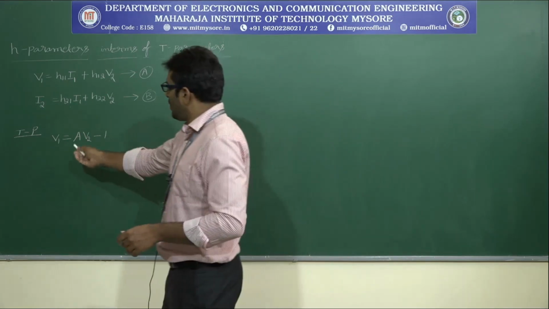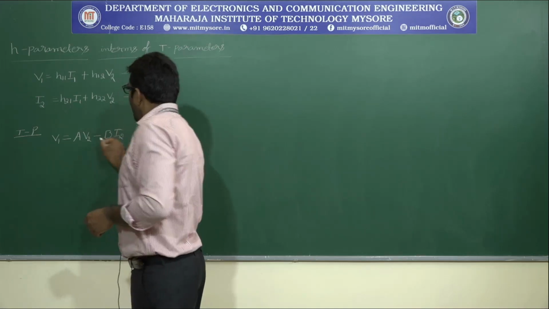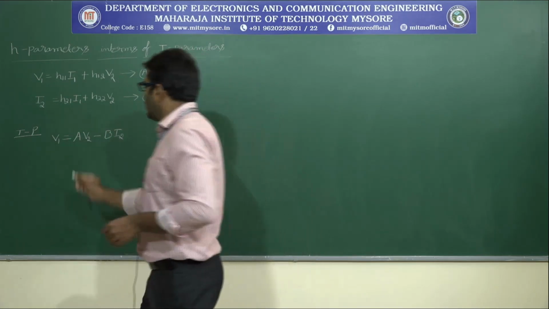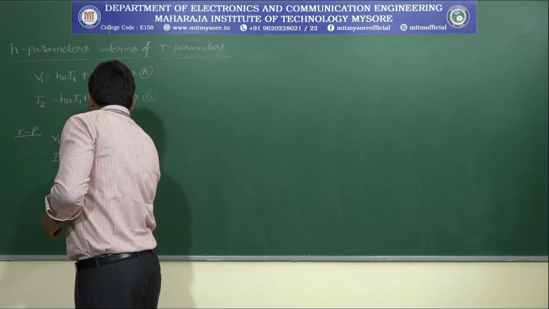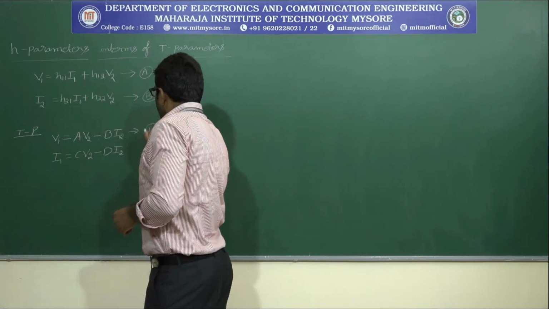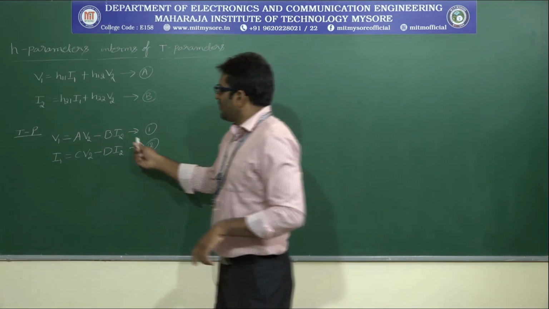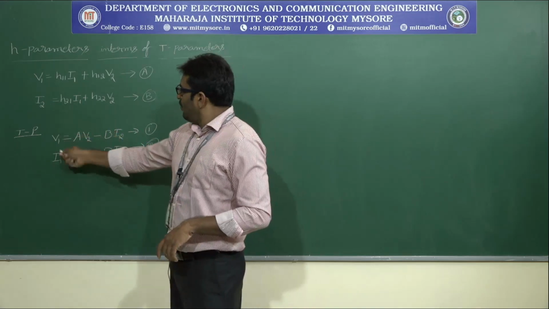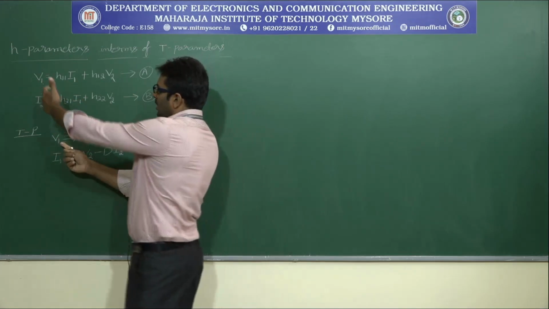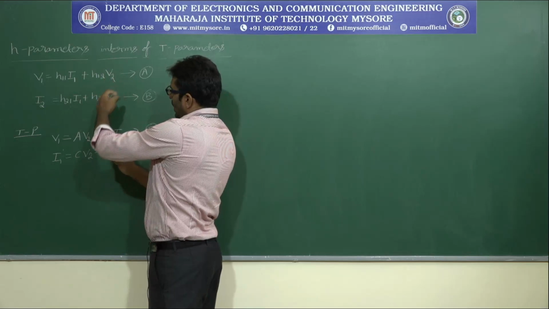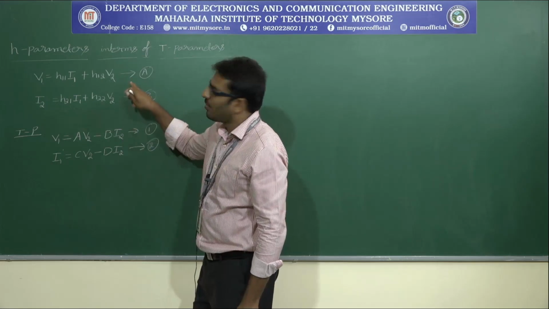Okay, let me complete this equation. V1 is equal to A V2 minus B I2. You know why I am writing the minus sign here. Next, I1 is equal to C V2 minus D I2. Let me call them equation 1 and equation 2. As usual, the procedure is to check the variables of equation 1: V1, V2, I2. Compare with equation A: V1, yes, it is there. V2, yes, it is there. I2 is absent. Okay, it is not possible to rearrange equation 1 in the form of equation A.